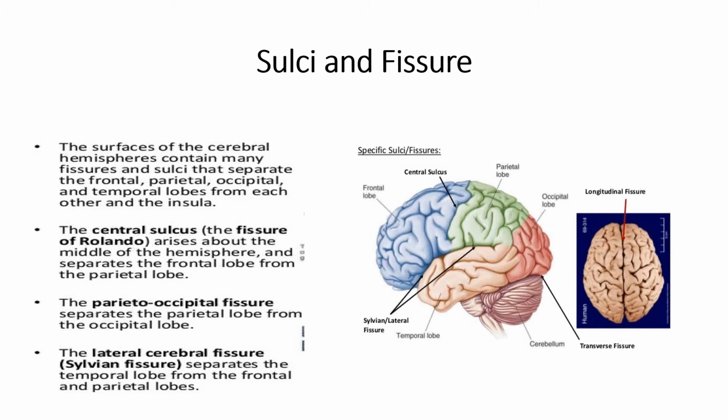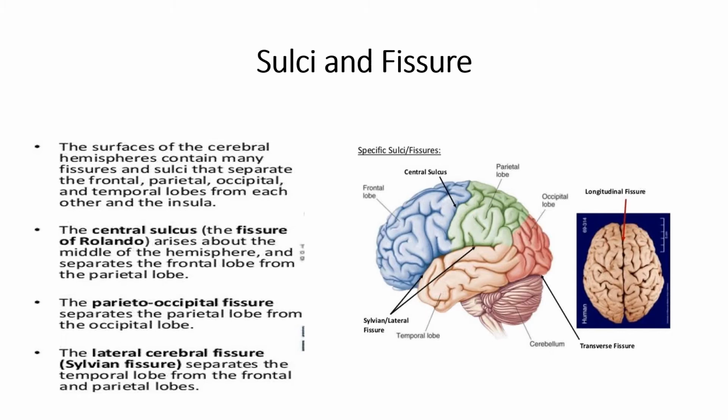The surface of the cerebral hemisphere contains many sulci, and because of that the mass of the cerebrum is divided into 4 lobes: frontal, parietal, occipital, and temporal lobe. In short, you can remember it as TOPF. This is the short form: T for temporal, O for occipital, P for parietal and F for frontal.